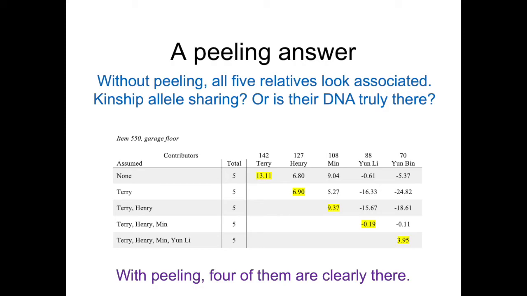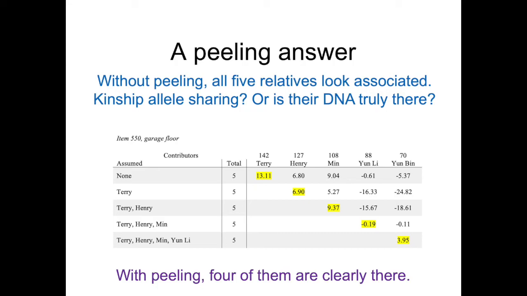The third row, conditioning on Terry and Henry's genotype, produces a match statistic of 9. A log LR of 9 corresponds to a stat of about 1 billion to the father, Min. So he's also present statistically in the stain. Continuing the peeling in this way, we see that the mother, Yun Lee, is not statistically associated with the garage stain, whereas her sister, Yun Bin, is. So with peeling, or repeated genotype conditioning, TrueAllele has established that 4 of the family members are clearly present in the garage floor bloodstain.